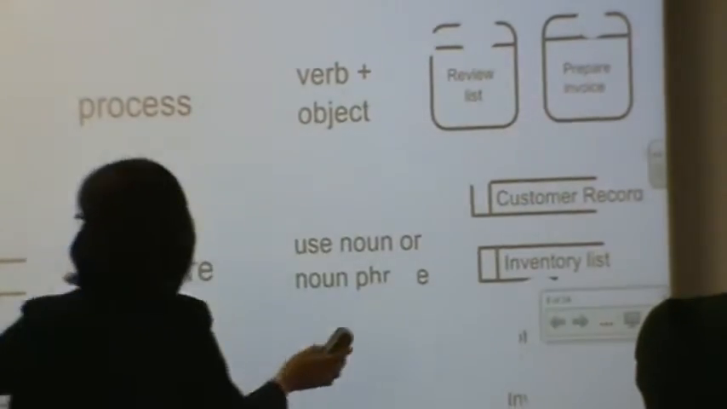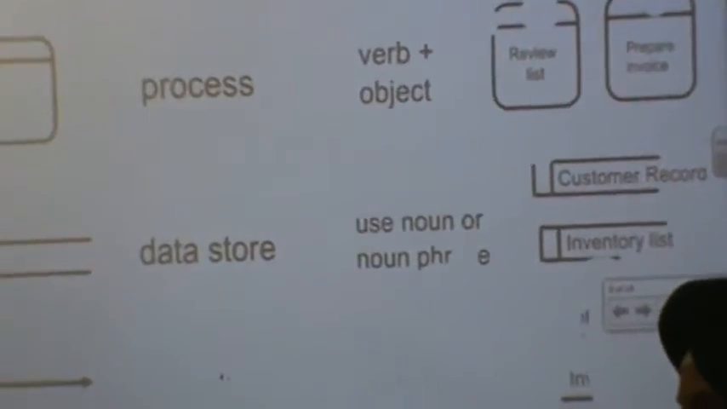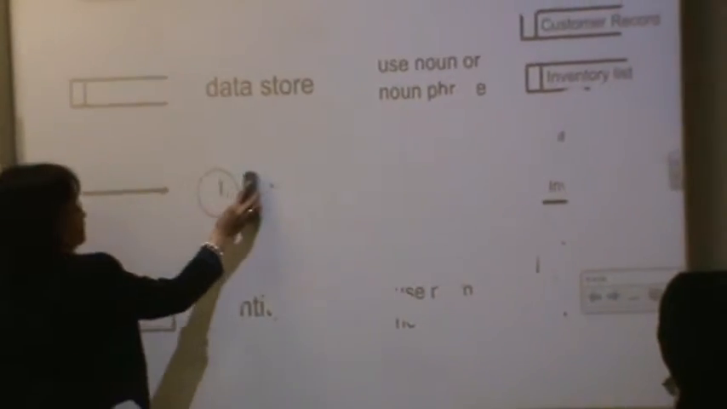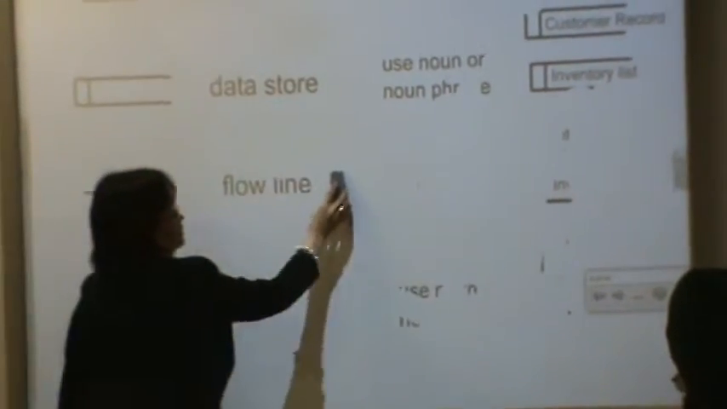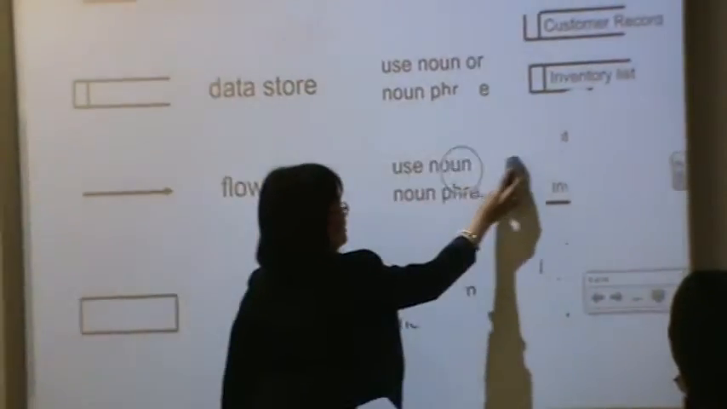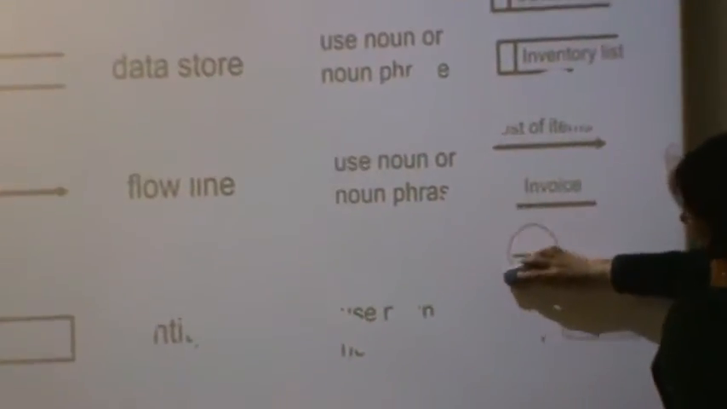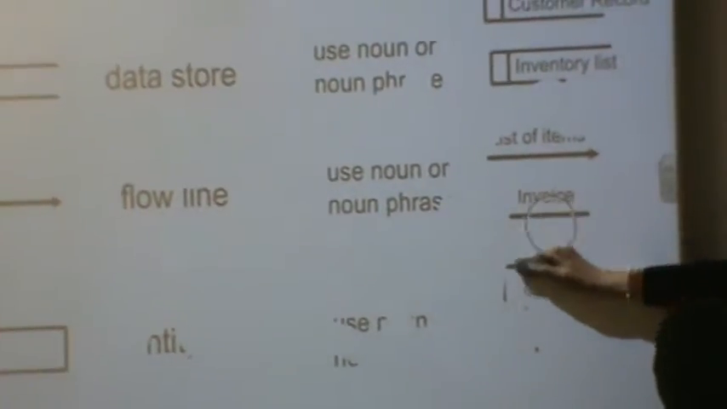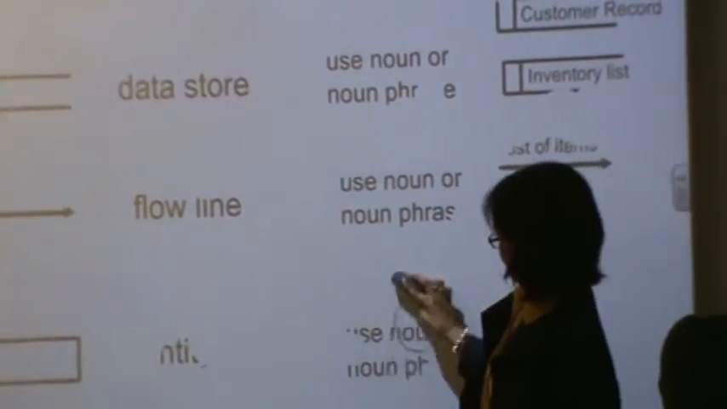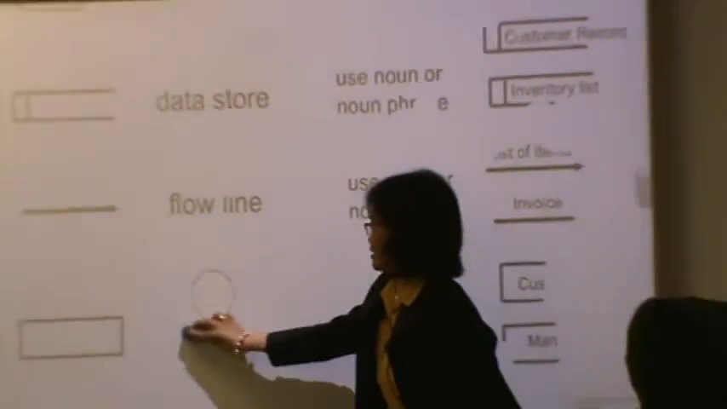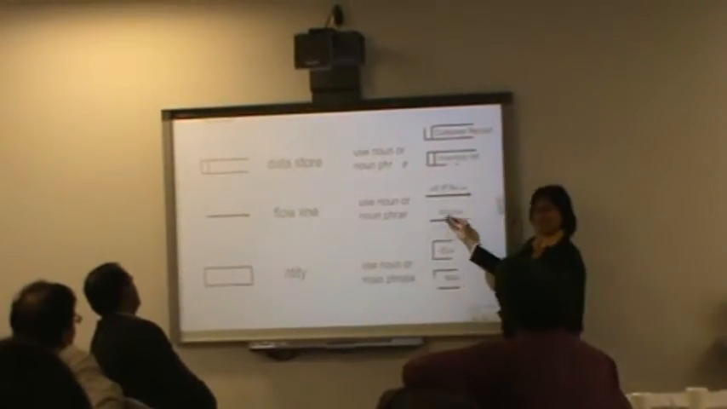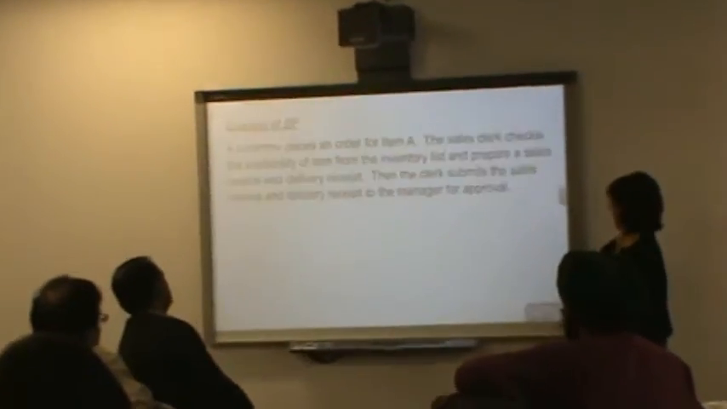Next is flow line, that's correct. And how do you label it? You use a noun. Okay. And the last one? Entity, correct. And you use a noun or noun phrase. Very easy? Yes. Okay, let's proceed.